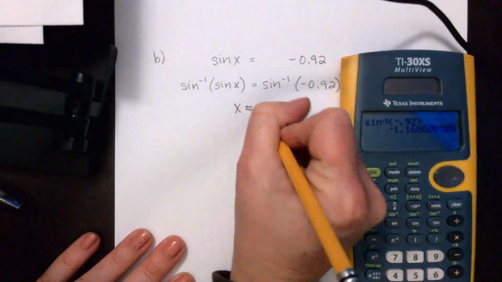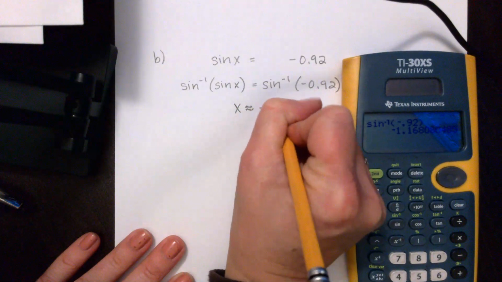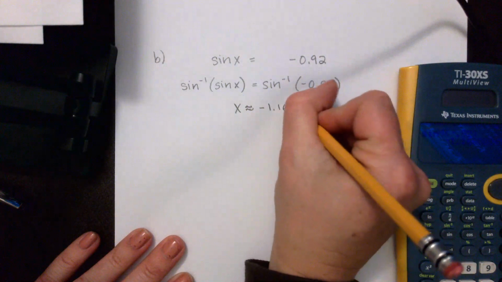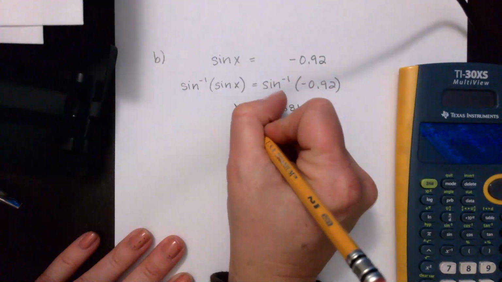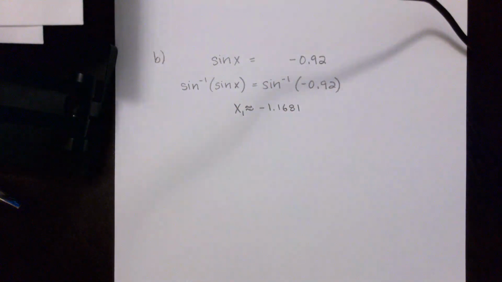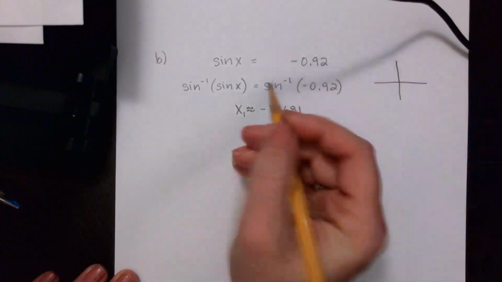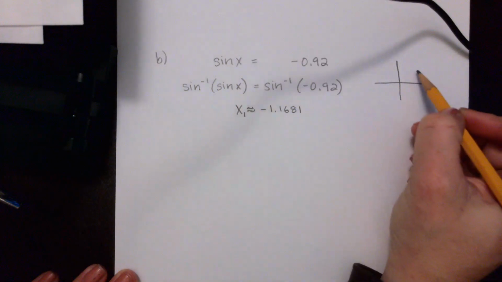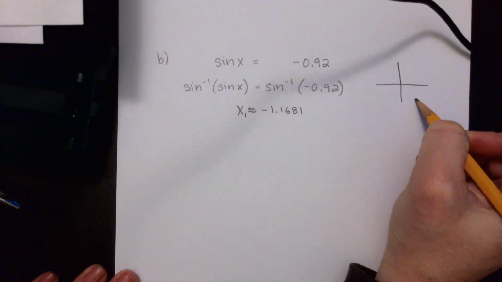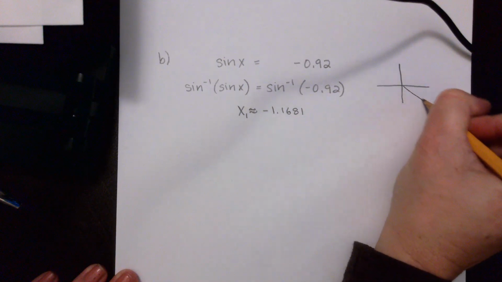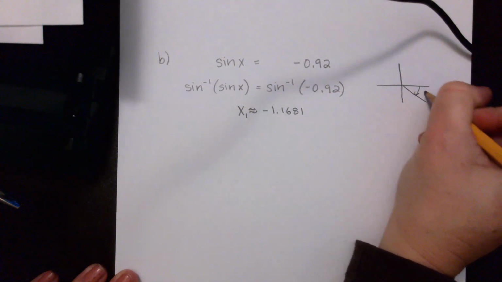approximately negative 1.1681. And I'm going to call that x1 because I know it's my first x value. So thinking about the coordinate plane, my inverse sine lives in quadrant 1 or quadrant 4. Because my x1 is negative, I know that this right here is x1.